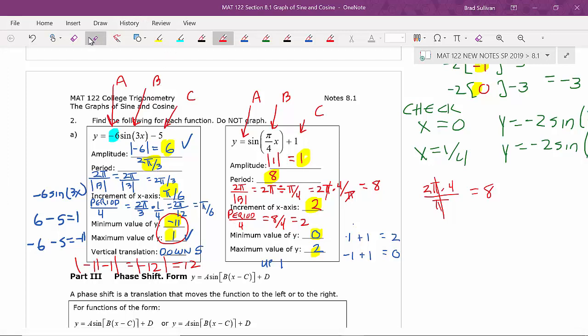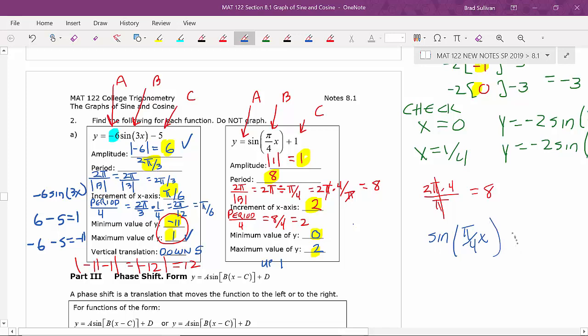Okay, and then again on the max and min, it goes like this. Okay, so just look at sine pi over 4x only. Don't pay any attention to the 1 yet. If your amplitude's 1, that means you would have a max of 1, and it means you would have a min of -1. However, you're going up 1, so add 1 to the max to get a new max of 2. Add 1 to the min of -1 to get a new min of 0. So that's how you do that.